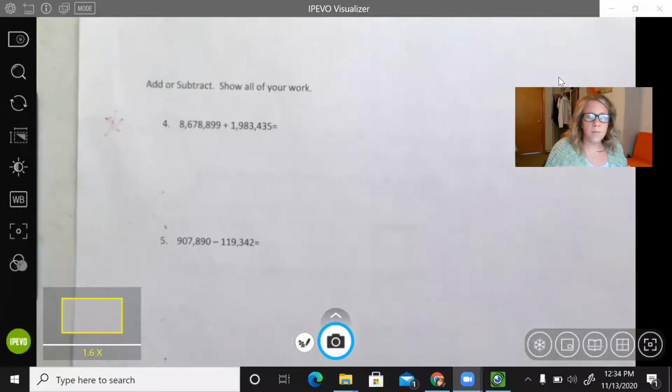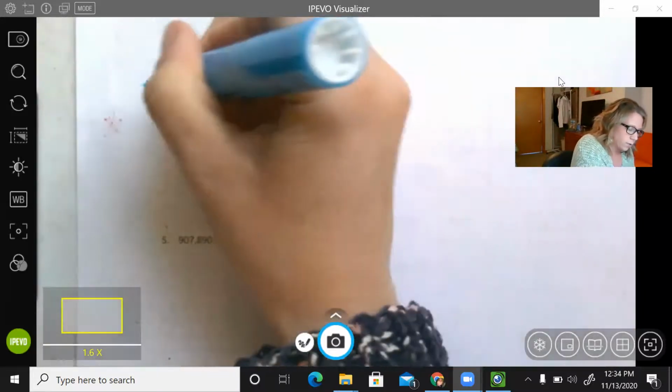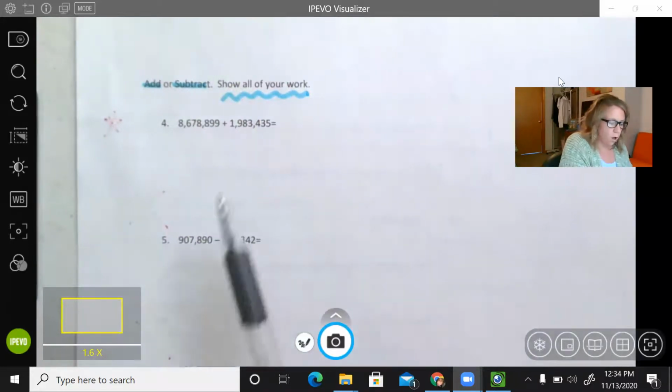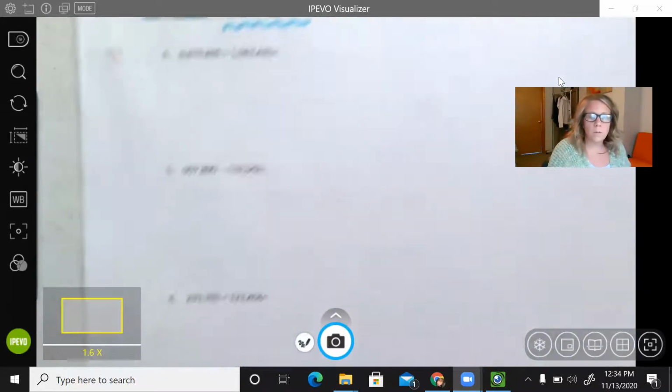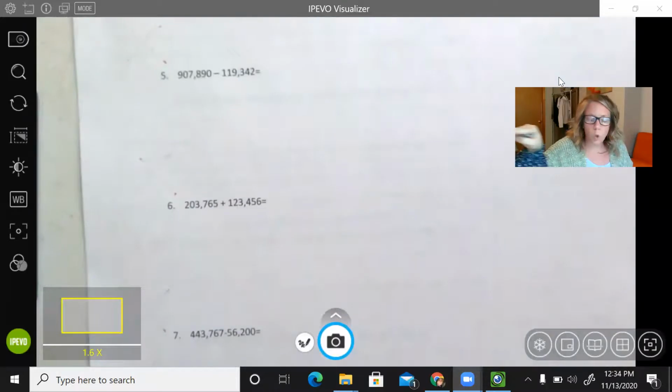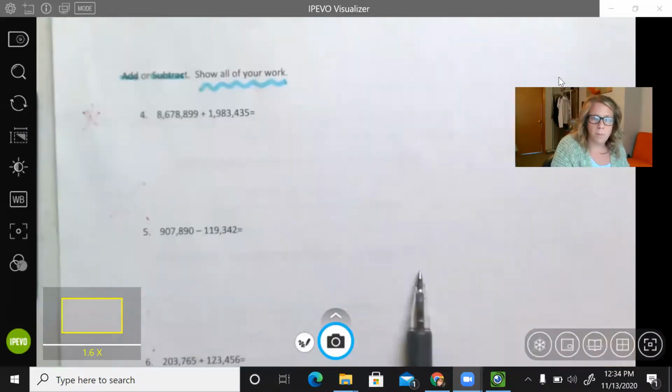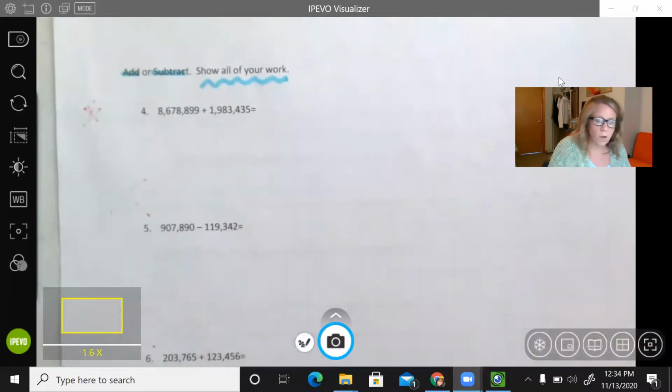And then for this last page, you're going to add or subtract and show all of your work. So as you can see, all 4 of these problems are written horizontally. So off to the side or on a separate sheet of paper, I want you to write them vertically, making sure you line up your numbers. All your place values are lined up, your numbers are neat, and then you're going to either add or subtract based on what the problem says.